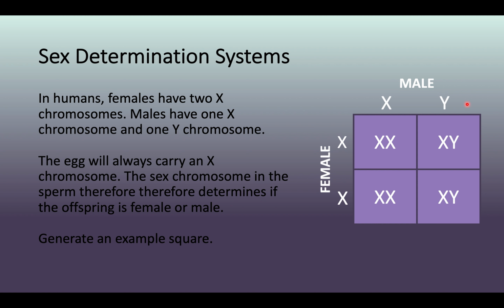For males, we have X and Y on top. For females, we have X and X. Top left square, you've got two X's. Top right square, you have X and Y. Bottom left square, you have X and X. Bottom right square, you have X and Y. So the two X's represent the 50% that could be female, and the X and Y represent the 50% that can be male. So once again, dad always determines the sex of the baby based on whether his sperm provides an X chromosome or a Y chromosome.